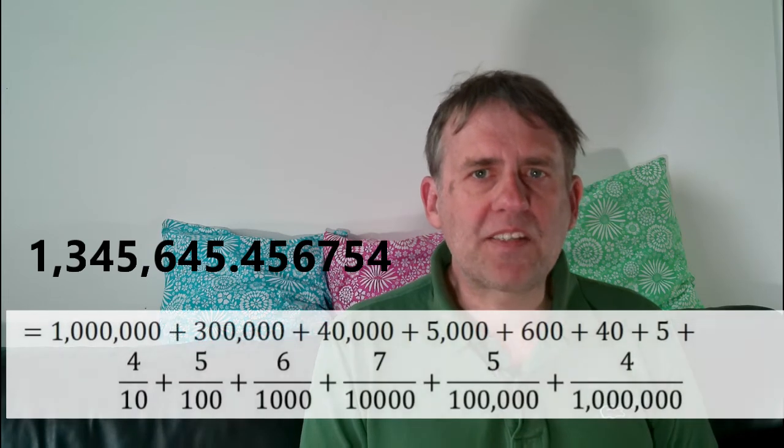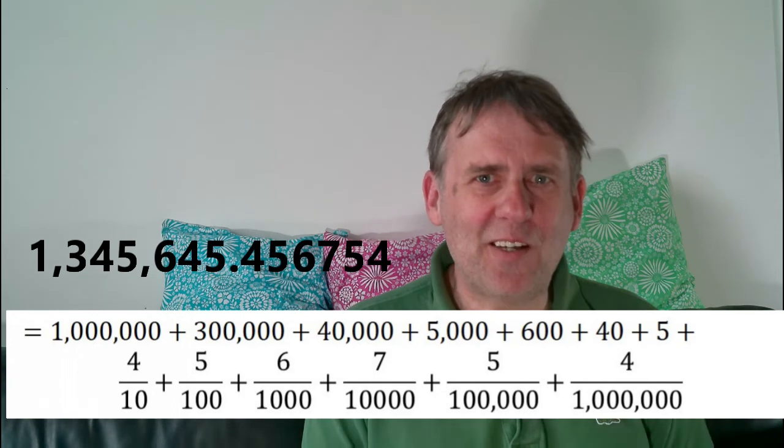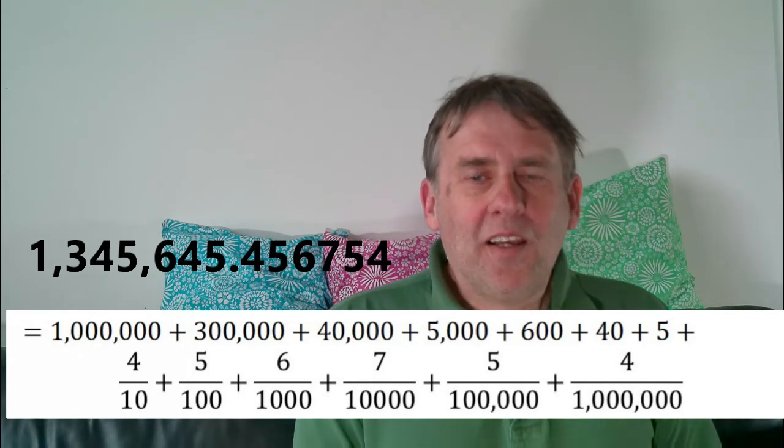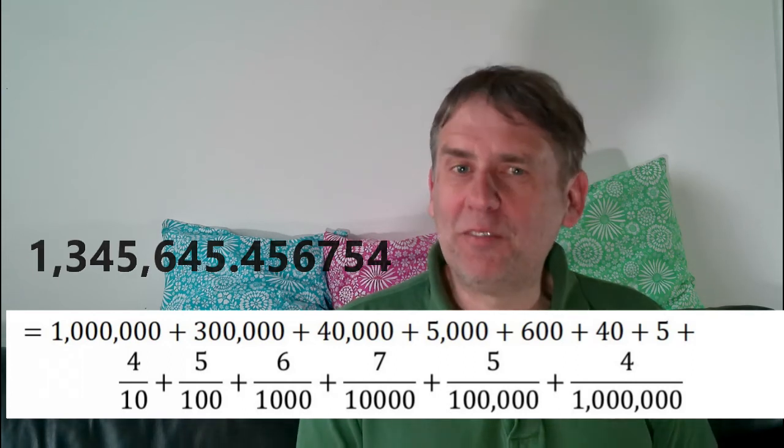In summary, if we have the number 13456454567.54, then we can say that this number is equal to 1,000,000 plus 300,000 plus 40,000 plus 5,000 plus 600 plus 40 plus 5 plus 4/10 plus 5/100 plus 6/1000 plus 7/10000 plus 5/100000 plus 4/1000000. Very difficult to say.